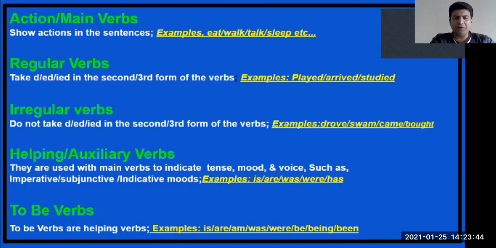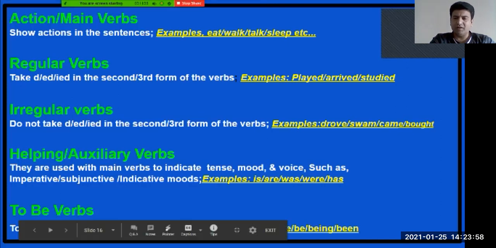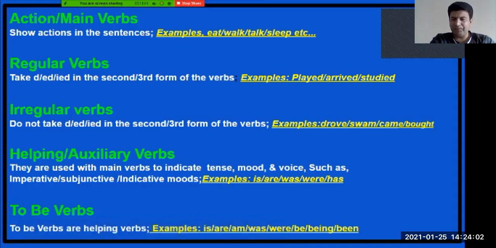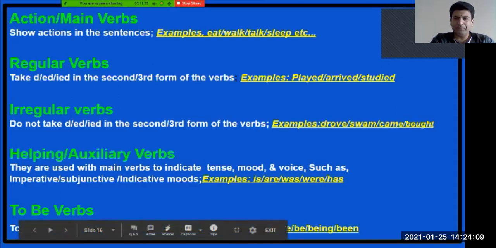And finally, to be verbs. To be verbs are also helping verbs, but they are the second or third forms of is, are. In this case, we see here: is, are, am, was, were, be, being, been. So all these eight verbs are called to be verbs.